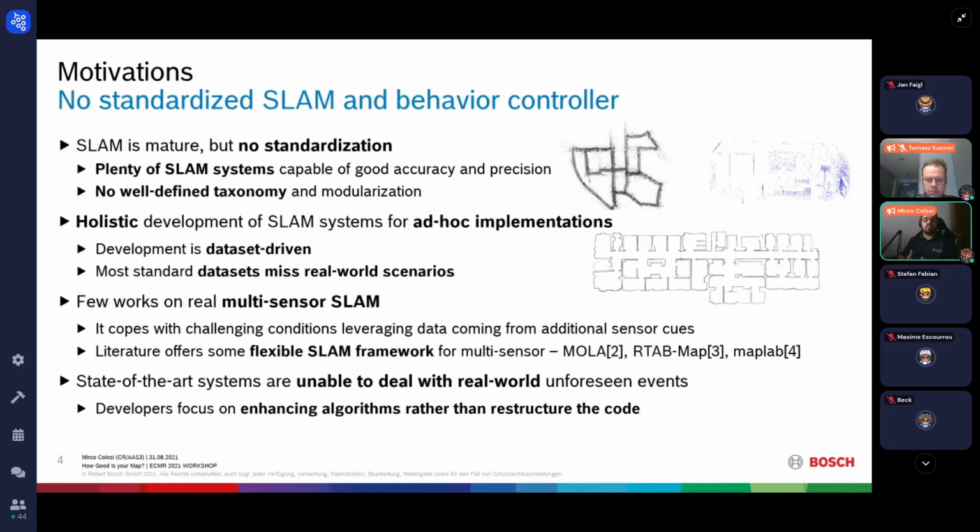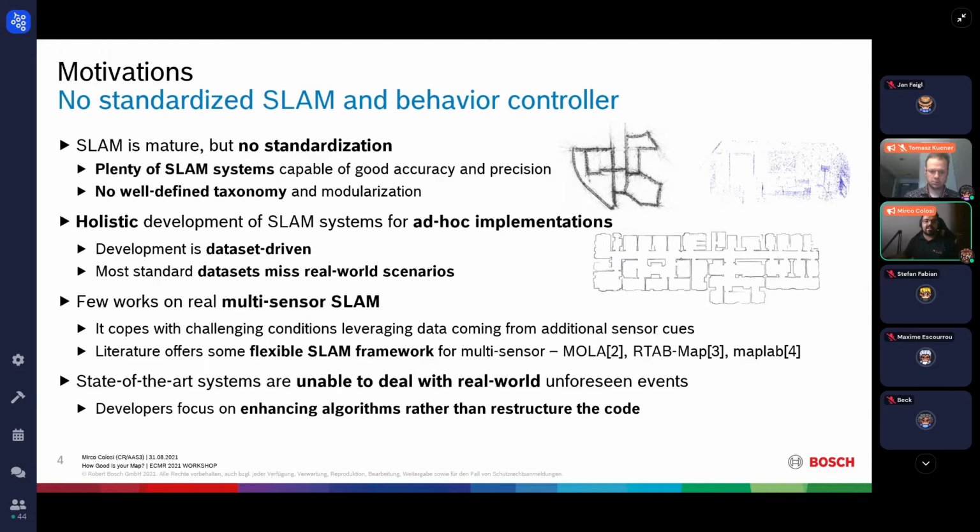Literature shows us a vast amount of SLAM approaches that are capable of impressive results in both accuracy and precision. However, there is no standardization in SLAM, meaning there is no defined taxonomy and modularity. This brings the inability to combine different approaches in an easy way. Usually, novel SLAM systems are built as ad hoc holistic solutions for some specific dataset, which might not represent the variety of situations of real-world scenarios. Therefore, these systems will not handle properly challenging conditions which are not part of those datasets, for example kidnapping, sensor failures, perceptual aliasing, and so on.